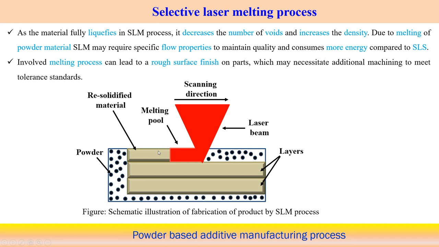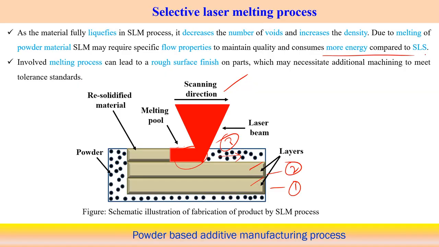So here we can see how it works. This is the laser scanning. This is the melting pool that is created, and it keeps on melting this layer of the powder particles. Here the resolidified metal and the melting pool are created, and we can create the layer using this process. For example, this is the first layer, this is the second layer, and we are performing the third layer. This way we can keep on melting layer by layer as per the scanning path, and we can produce the exact geometrical component we are looking for.